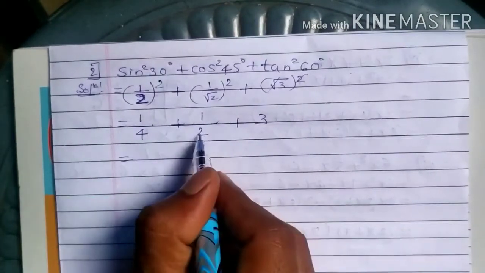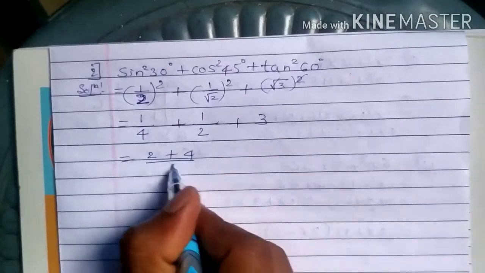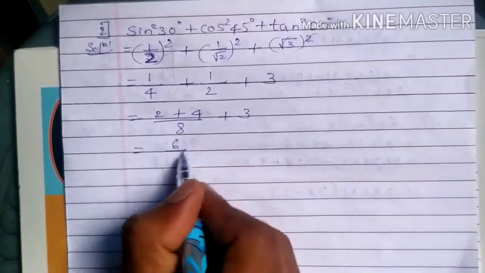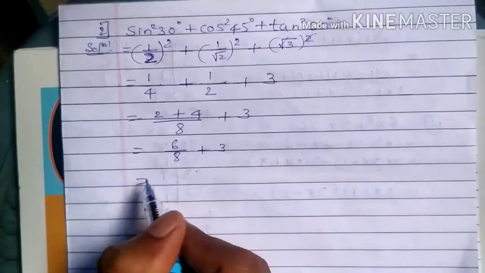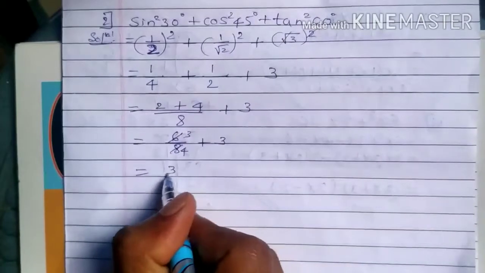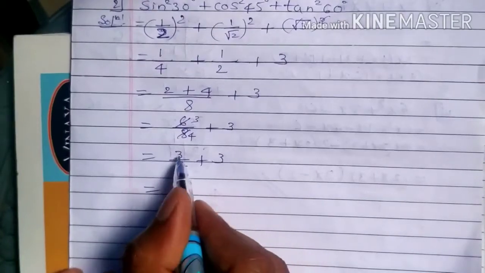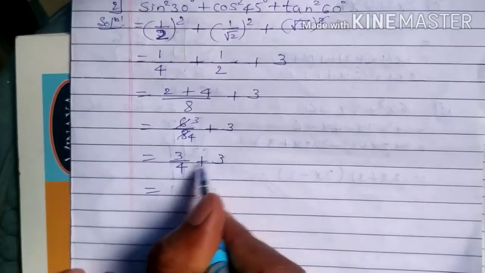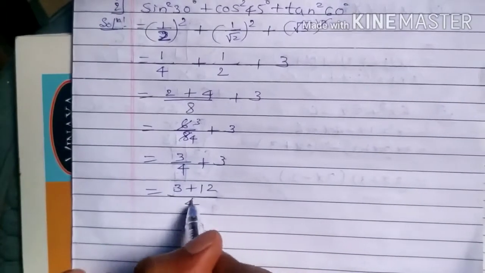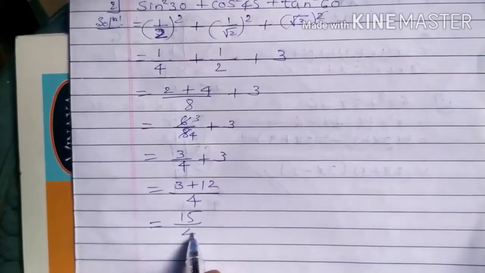You can go for cross multiplication. 2 1s are 2 plus 4 1s are 4 divided by 4 2s are 8 plus 3, that is equal to 2 plus 4, 6 by 8 plus 3. You can also simplify here. 2 3s are 6, 2 4s are 8, that is 3 by 4 plus 3. So whenever you have a fraction and a number, you have to multiply these two numbers. 3 as it is plus 4 into 3, 12 divided by 4, that is equal to 3 plus 12, 15 by 4.